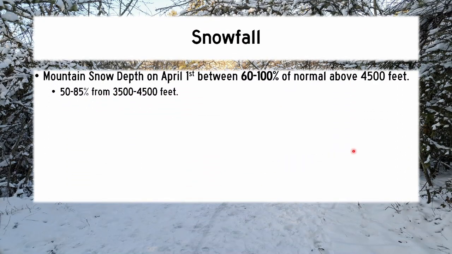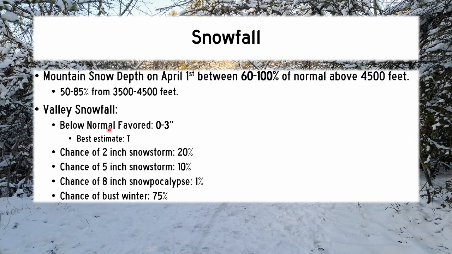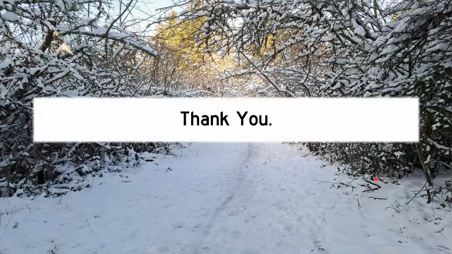So for the mountain snowfall, snow depth on April 1st, I am anticipating it being a little bit below normal, anywhere from about 60 to 100% above 4,500 feet. In the lower elevations, anywhere from about 50 to 85% of normal. And then for the valley snowfall, I am thinking it will be below normal valley-wide. The best estimate is a trace. This is now regardless of location. And the chance of a no-snow winter has been increased to 75%. So that is it for this.